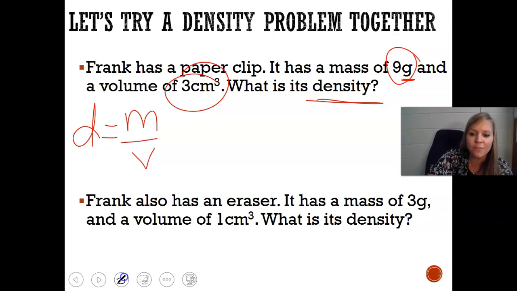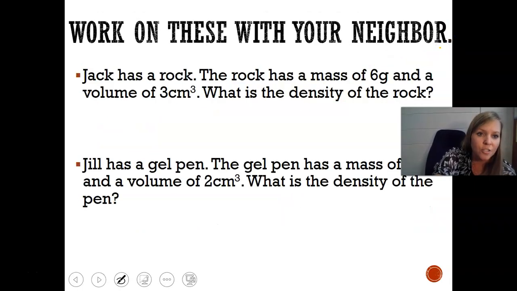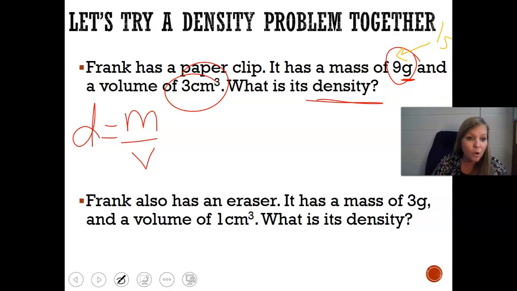Now, real quick, guys, before we go any further, I'm dividing, so I'm going to round my answer in the end to sig figs. My least number of sig figs is 1. So we don't want to forget that. We want to make sure in the end we're rounding to 1 sig fig.